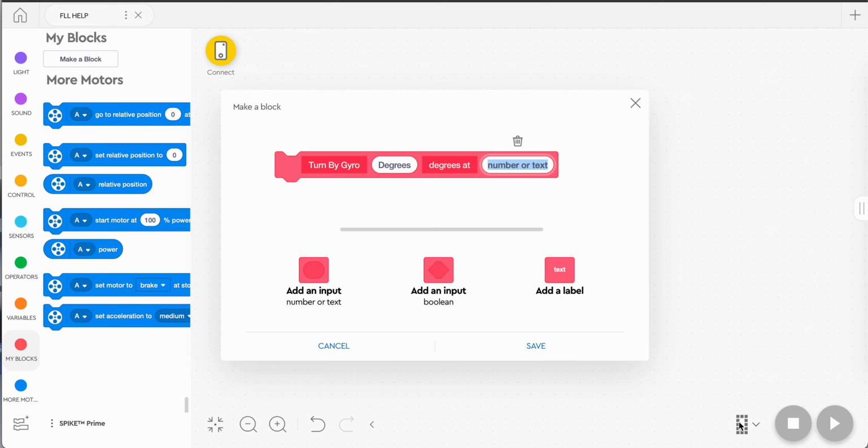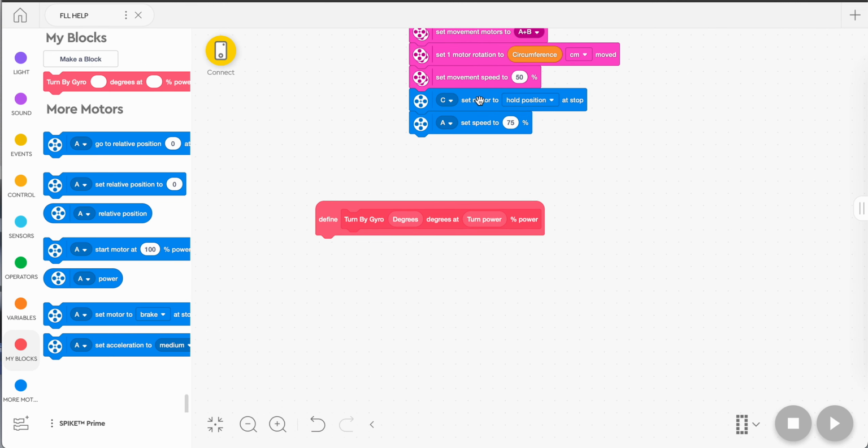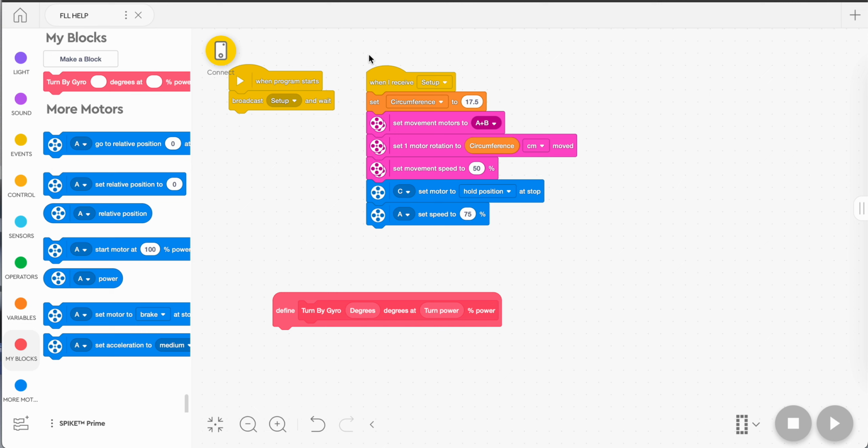Grab another input, call this turn power. Another text, call and give it percent power. And it should sort of look like this, depending on if it's capitals or not. But after that, click save, bring it down here where it's not as close to the setup.